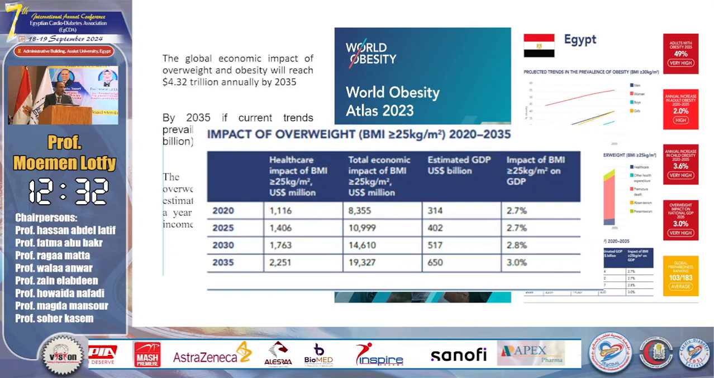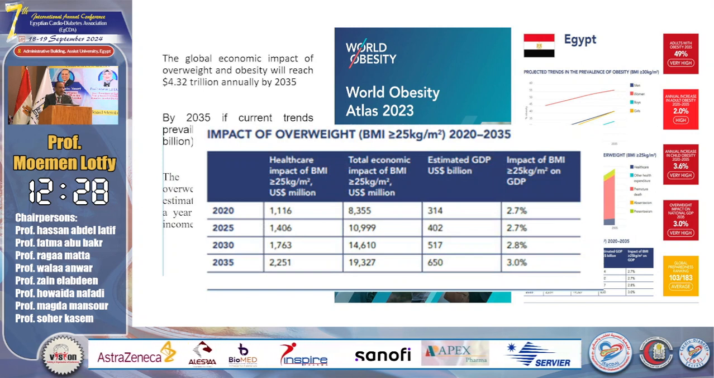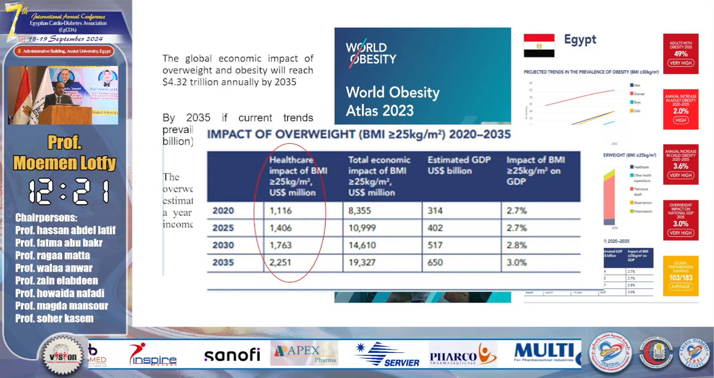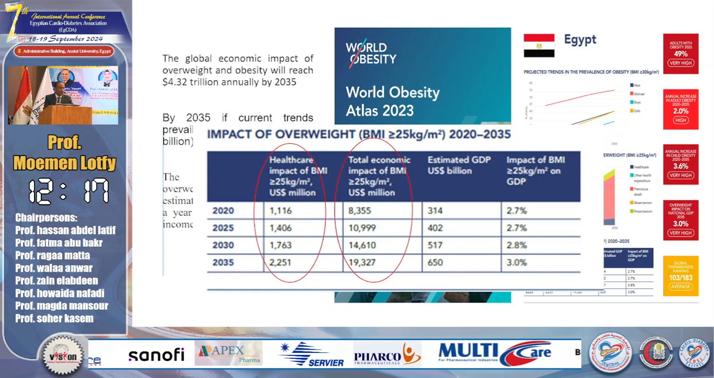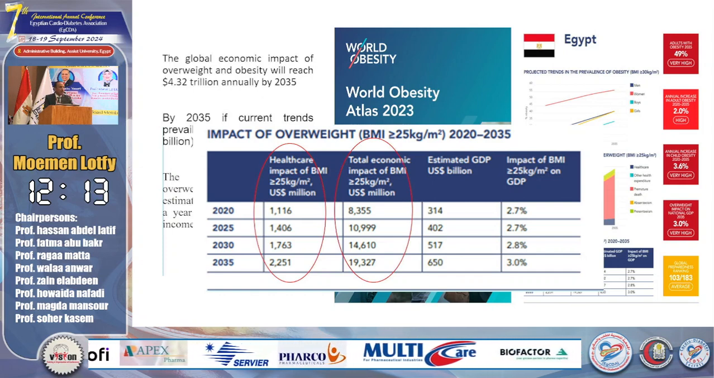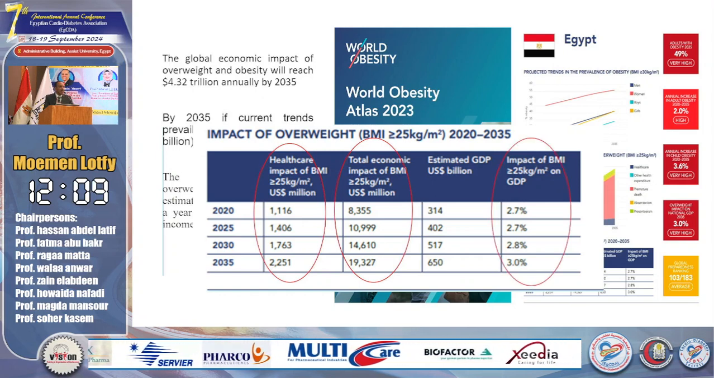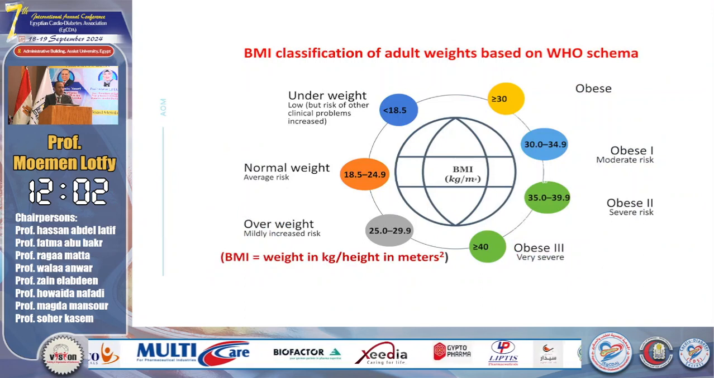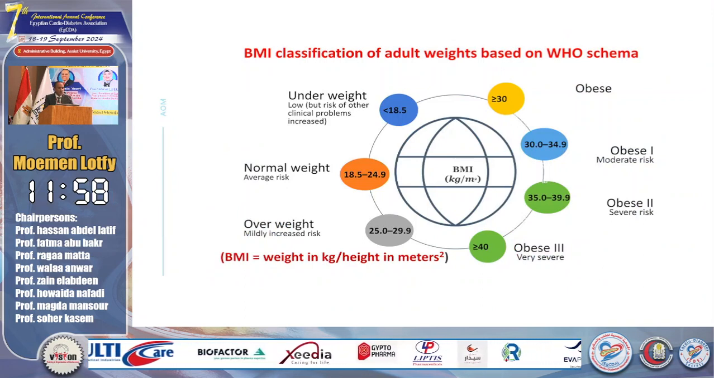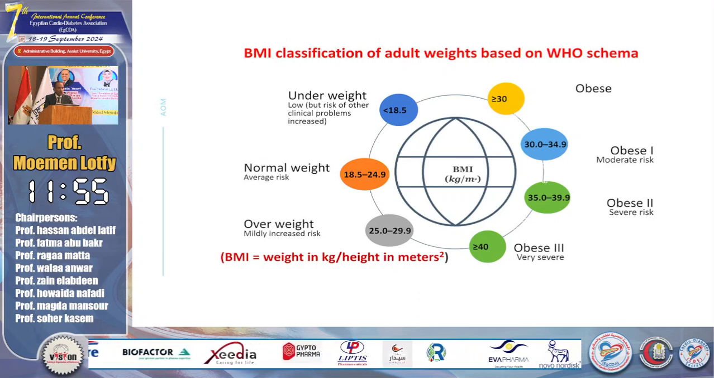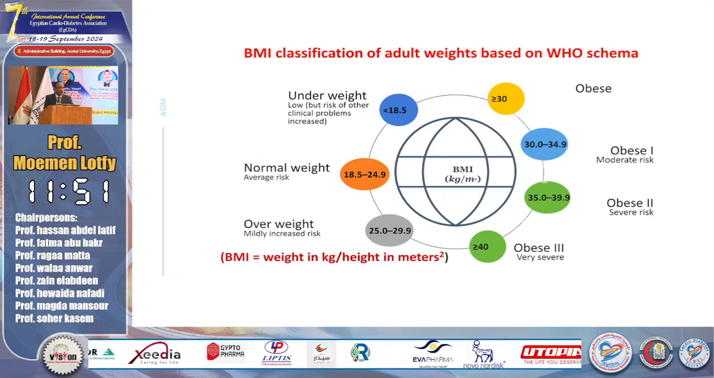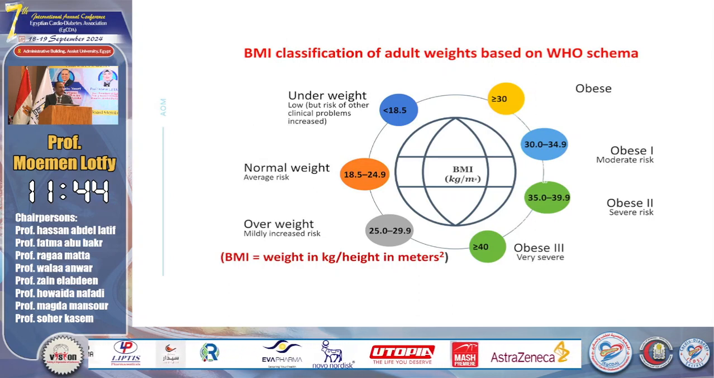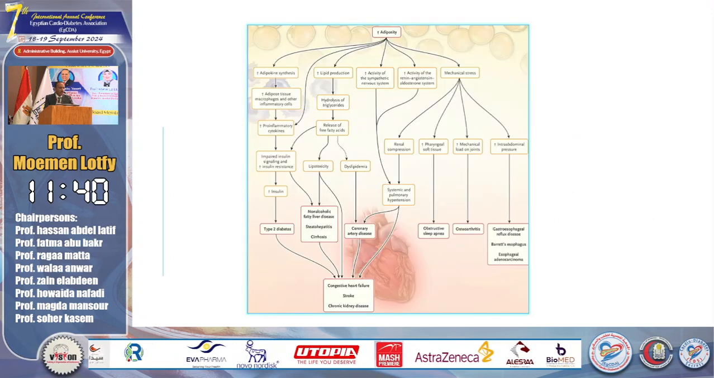And this will affect the economic impact on Egypt as follows: it will increase from $1.1 million to $2.22 per year, and the total economic cost from $8 million to approximately $20 per year. And this will affect the national income of Egypt by 3% per year. The body mass index classification of obesity: an obese patient has a body mass index above 30, and from 30 to 34 is obese with moderate risk, class 2 obesity from 35 to 39 is moderate or severe risk, and class 3 obesity has a very severe risk of cardiometabolic complications.